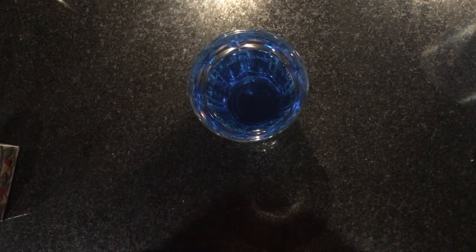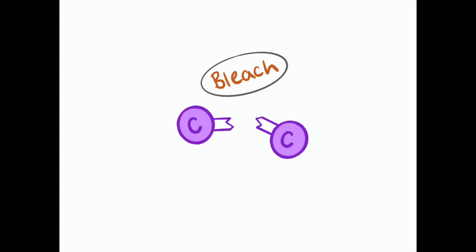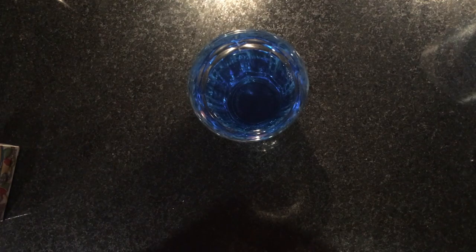Most chromophores are made up of chemicals with carbons bonded together. When these carbon bonds come into contact with the bleach, they break and the chromophores are no longer able to reflect light. The more bleach you add to your solution, the more carbon bonds you'll break, and the less color you'll see.